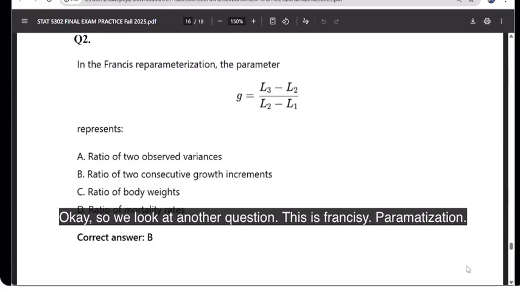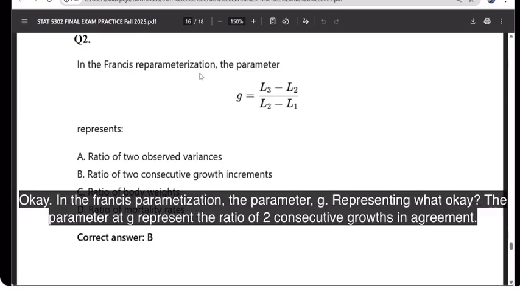Okay, so we look at another question. This is the Francis parameterization. In the Francis parameterization, what does the parameter G represent? The parameter G represents the ratio of two consecutive growth increments.